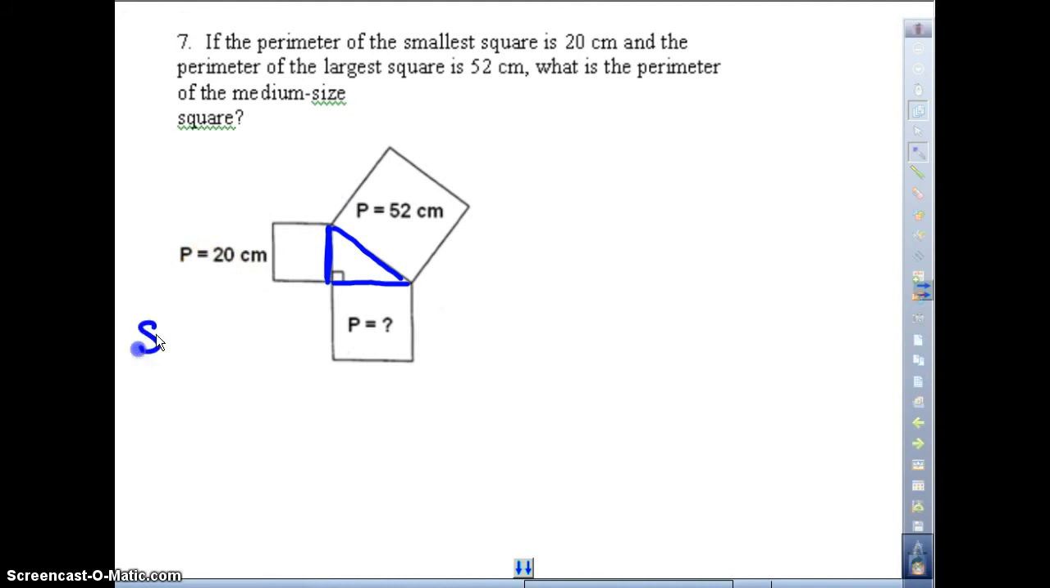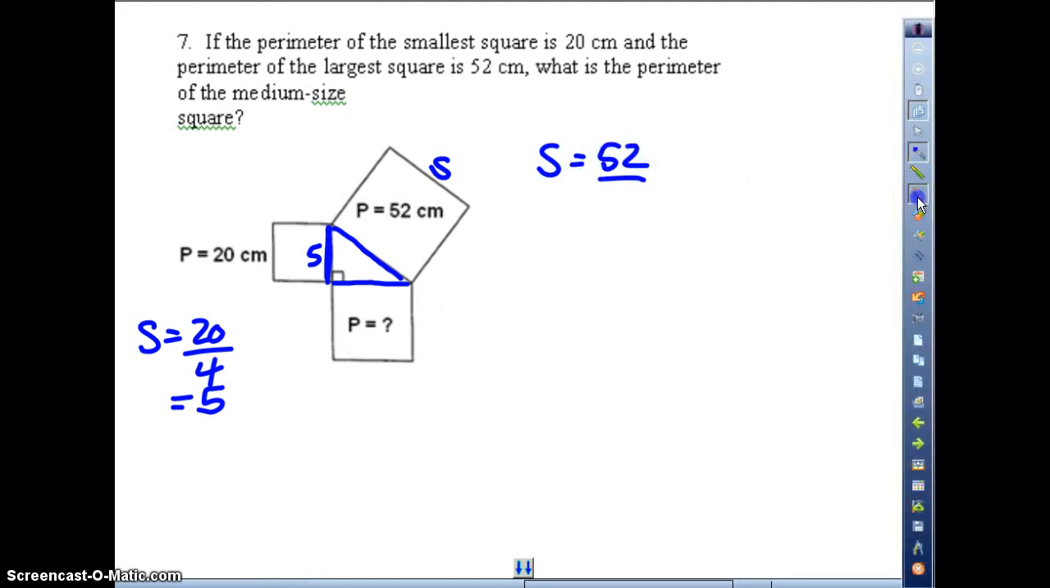Yeah, my side length is going to be 20 divided by 4, which is what? That's the side length here. Yep, that's 5. Okay, I know the perimeter all the way around this one is 52. So to find its side length, what do you do with your perimeter? Side length equals 52 divided by what? 4, yeah, because they gave us perimeter.